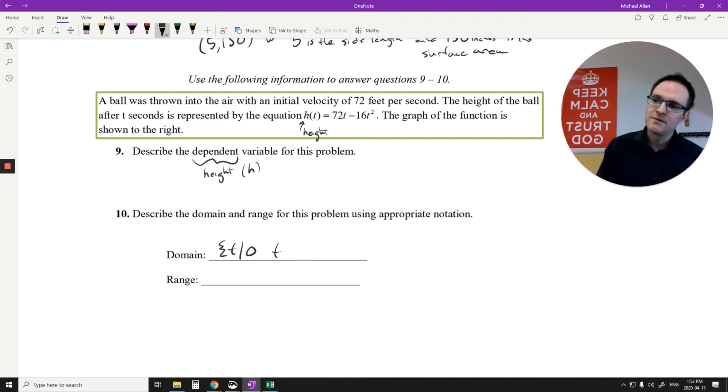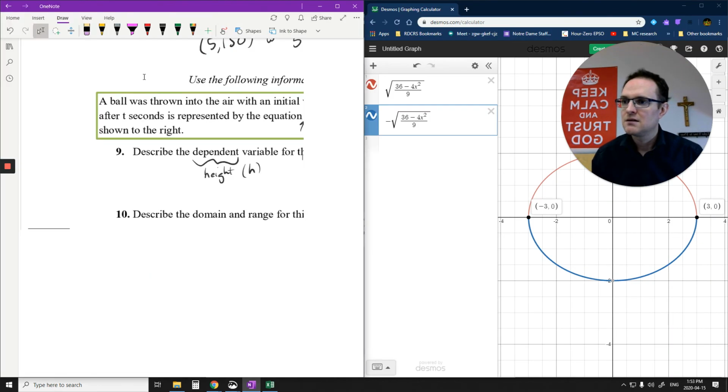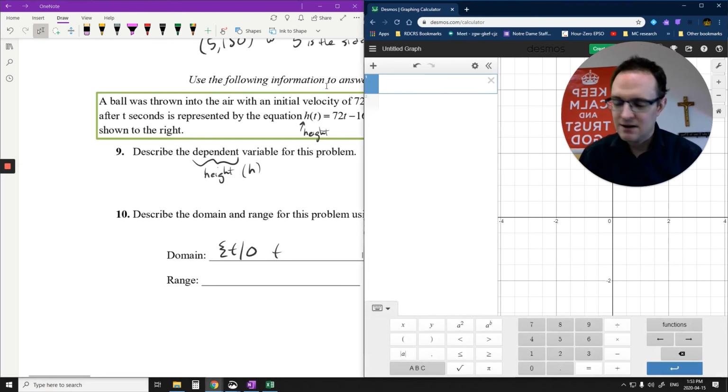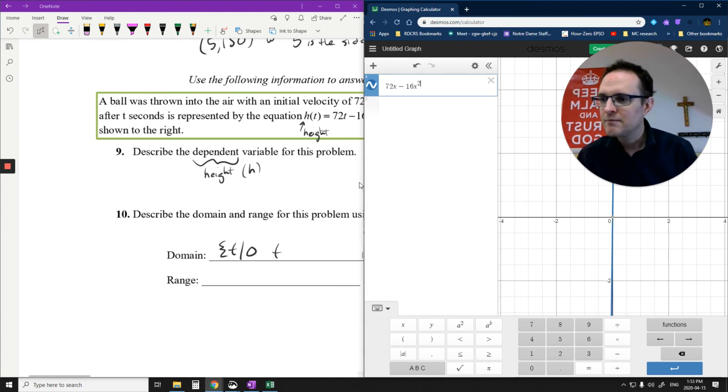So what I'm going to have to do is graph this. So I'm going to go back to my graphs here. Let's get rid of this and just type this in. Now when you graph these, you're going to have to replace all the t's with x's to make this work nicely. I think it says 16x squared there. That's what it says.